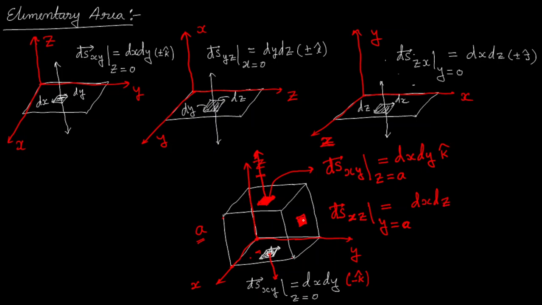Now what will be the direction? It's a closed surface, so we have to draw the outward normal. The outward normal will be along this direction, parallel to the positive y-axis. So in this case, it will be plus j cap.